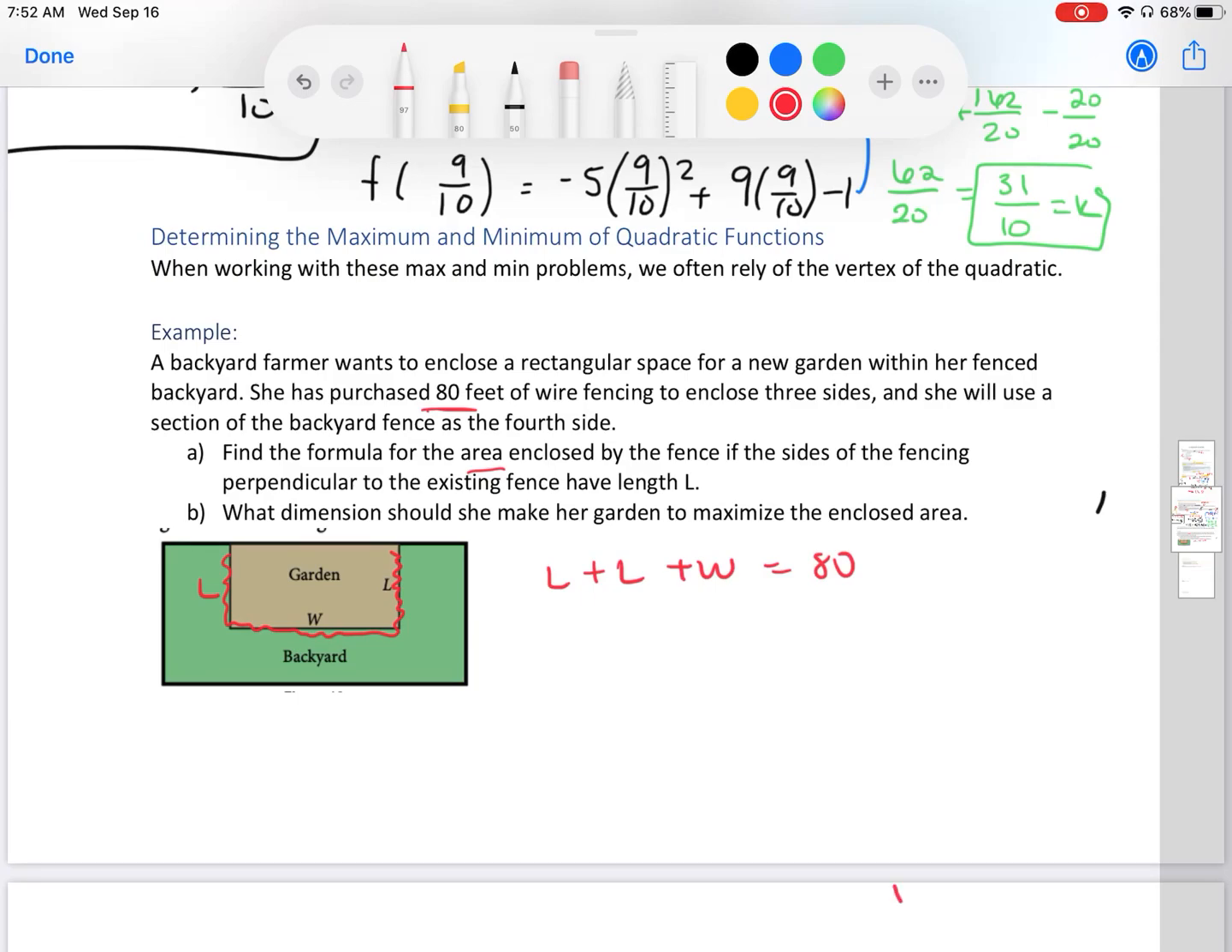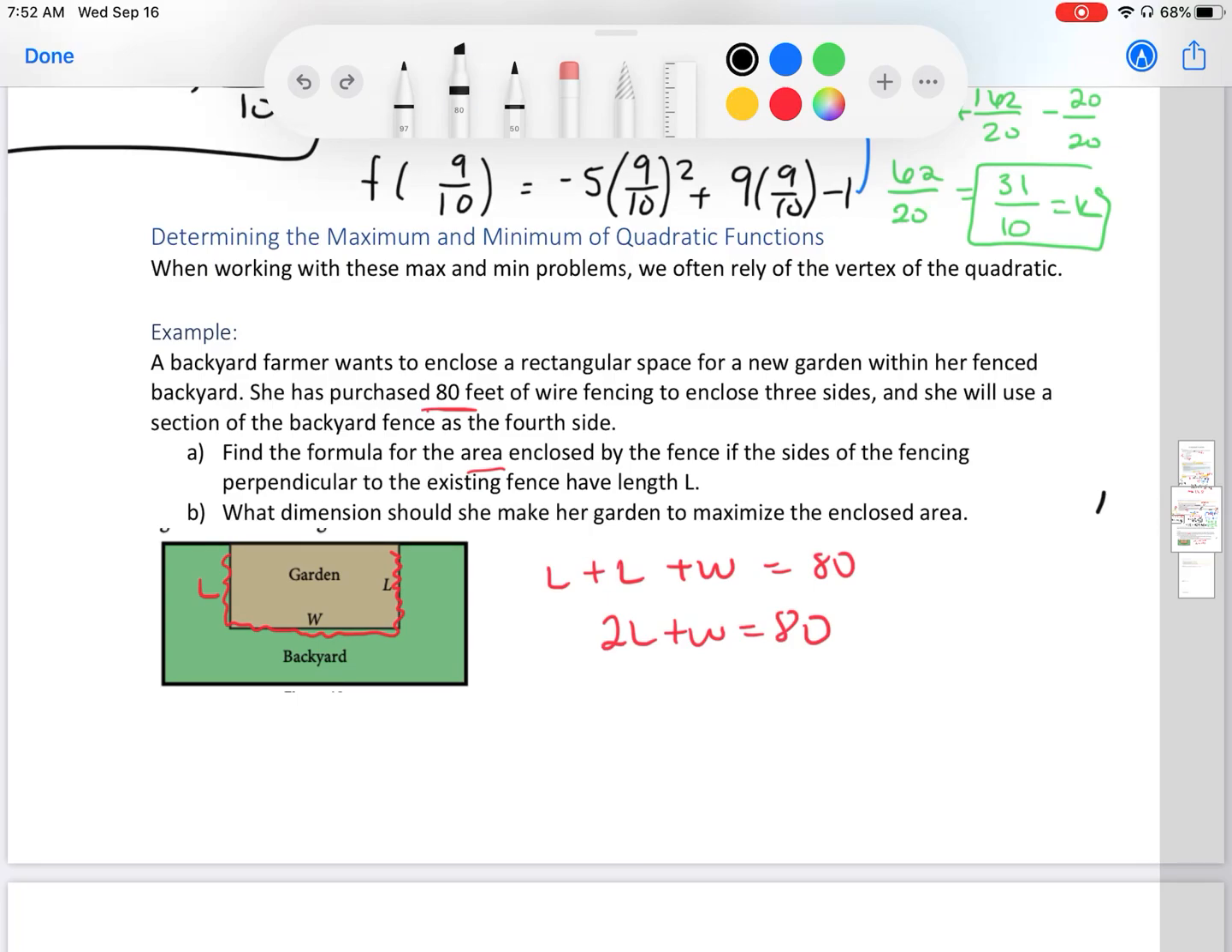We have 2L, so we can combine like terms. I have 2L plus W is equal to 80. Now, we're going to try to figure this out, but what makes it challenging is that we're missing this other side, in order to just use the formula straight off the bat. So let's create a formula from this.